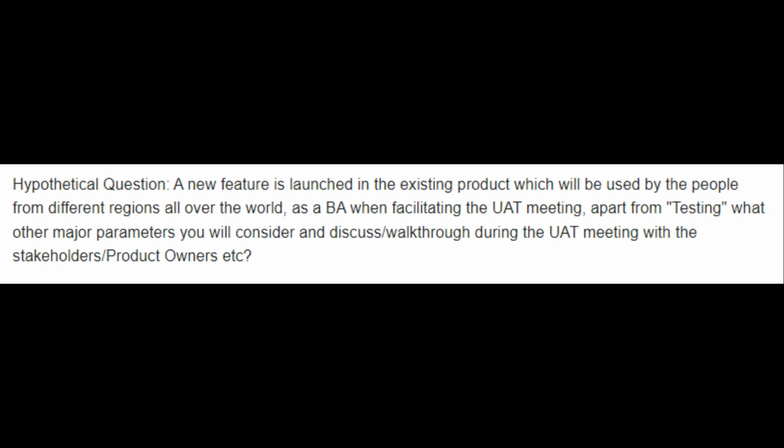She says, hypothetical question. "A new feature is launched in the existing product, which will be used by the people from different regions all over the world. As a business analyst, when facilitating the UAT meeting, apart from testing, what other major parameters will you consider and discuss or walk through during the UAT meeting with the stakeholders, product owners, etc.?"